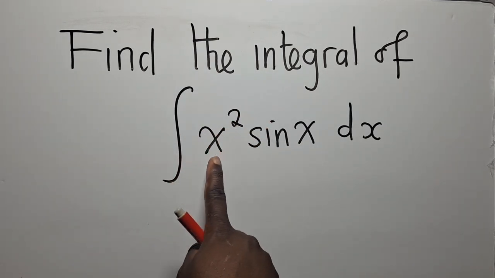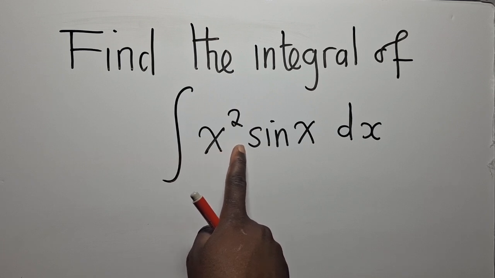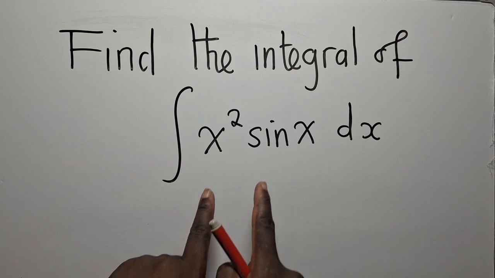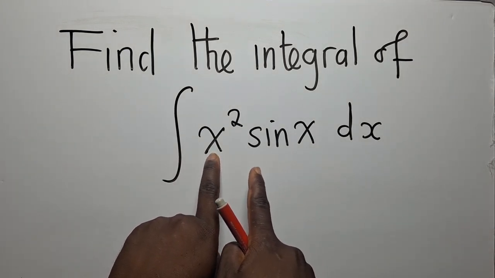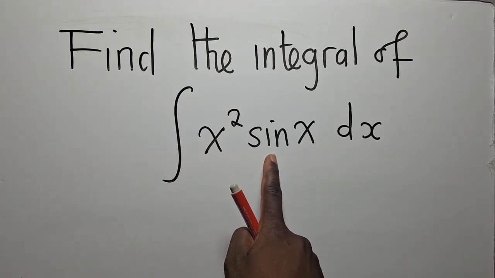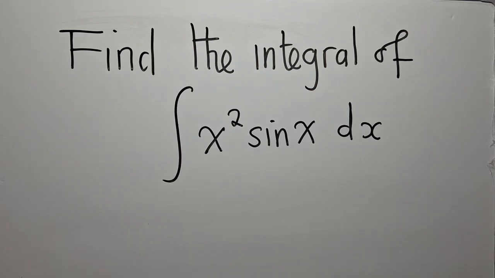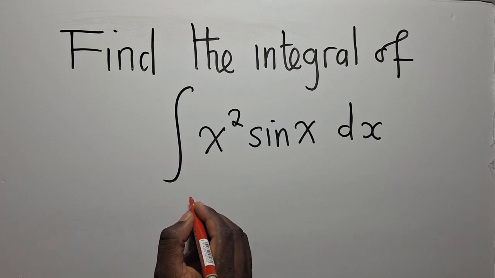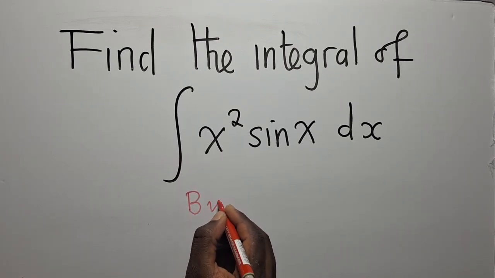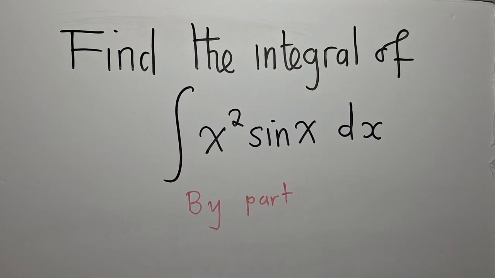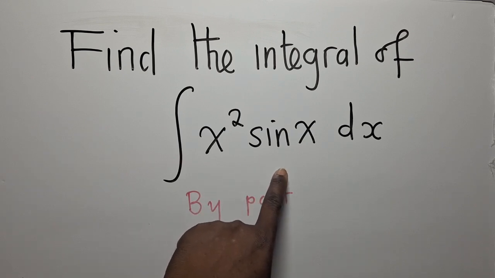Alright, so I've got a question where they're saying integrate. We need to integrate x squared sine x dx. Since we've got two different things, this is algebra and this is trigonometry, we need to use the by parts method. What it means here is we need to break this down.